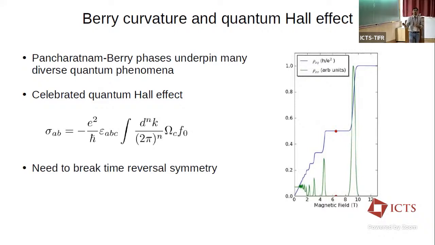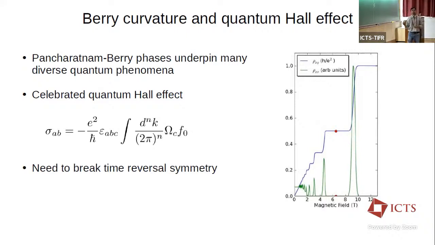f0 is the equilibrium Fermi function. e and h are the electronic charge and Planck's constant. This epsilon_ABC is the Levi-Civita tensor. And you integrate this object over the crystal momentum. It turns out, quite remarkably, that this transverse conductivity is remarkably well quantized, to 1 part in a billion and so on. So that is now actually used as a resistance standard, in fact.